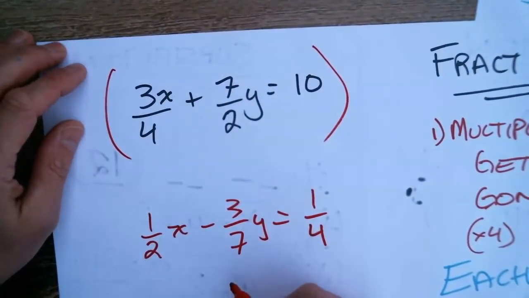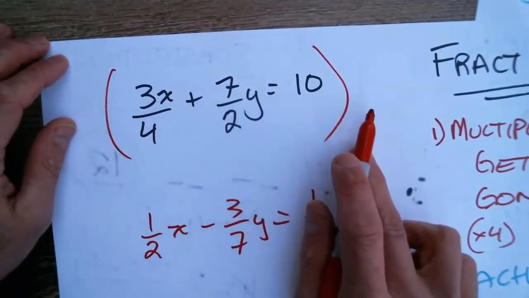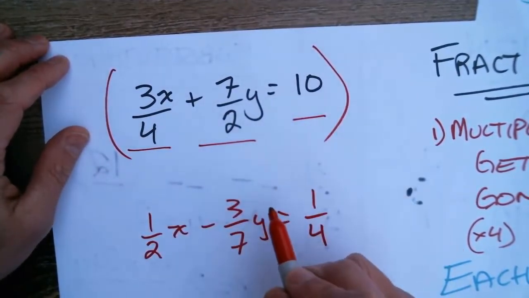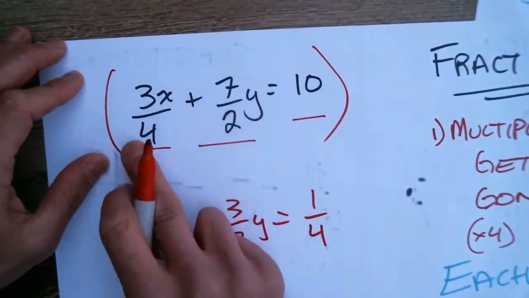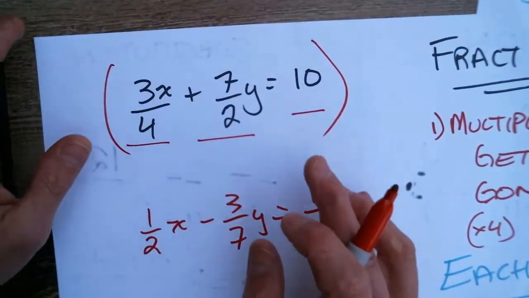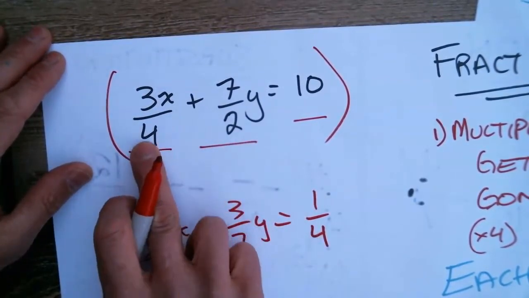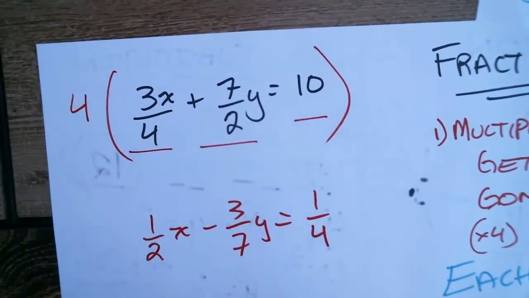So remember, if I multiply the expression, I have to multiply each term within that expression by that number. So when we look at this, it's back to fractions. 4 and 2 are both constants, or they're both factors, right? So if I multiply this by 4, let's see what we get.